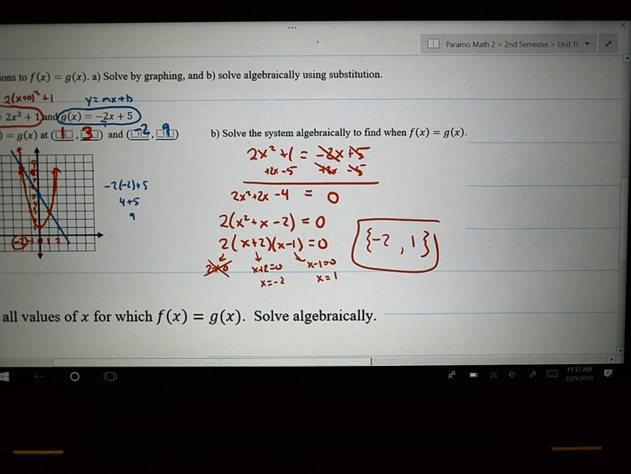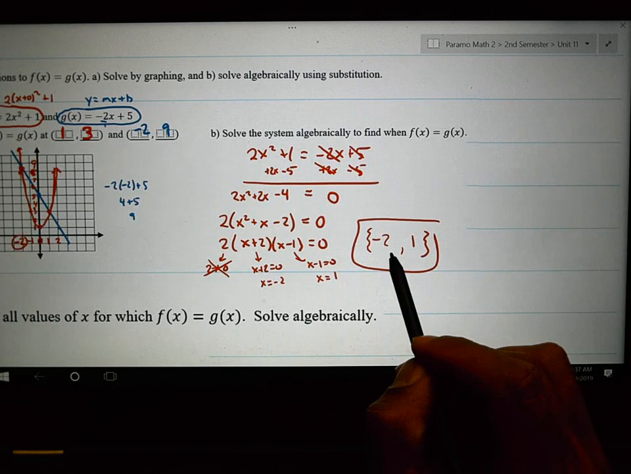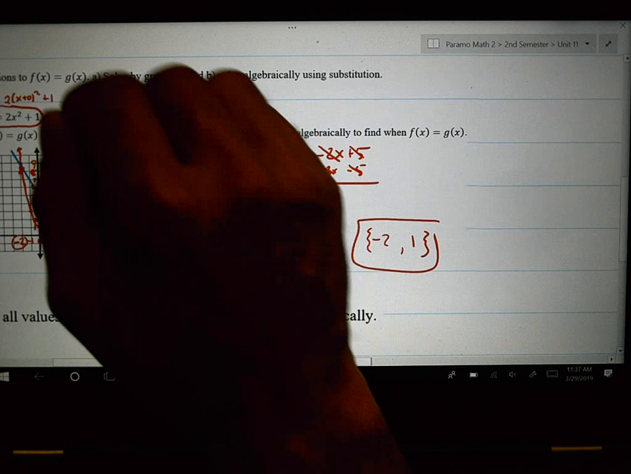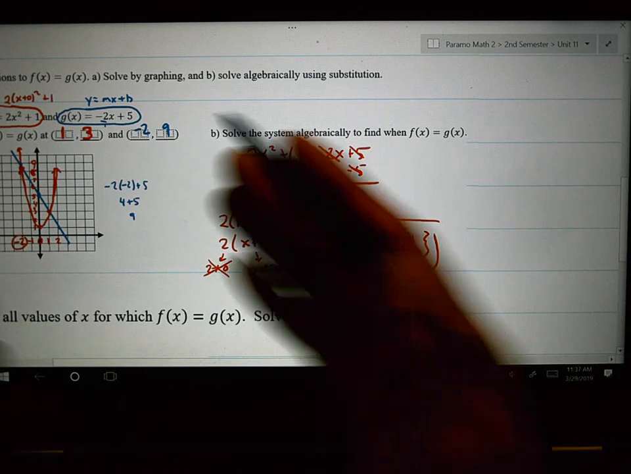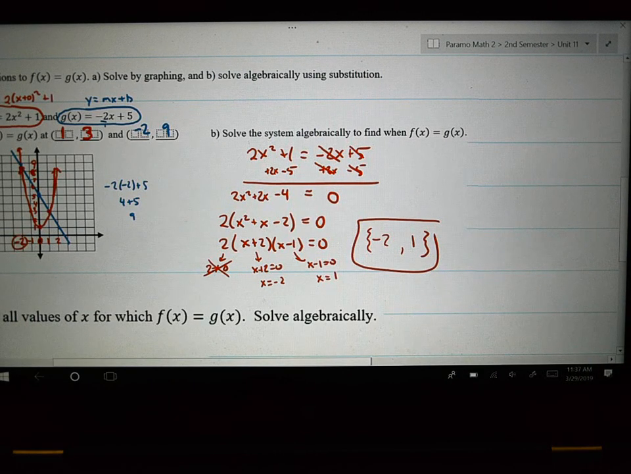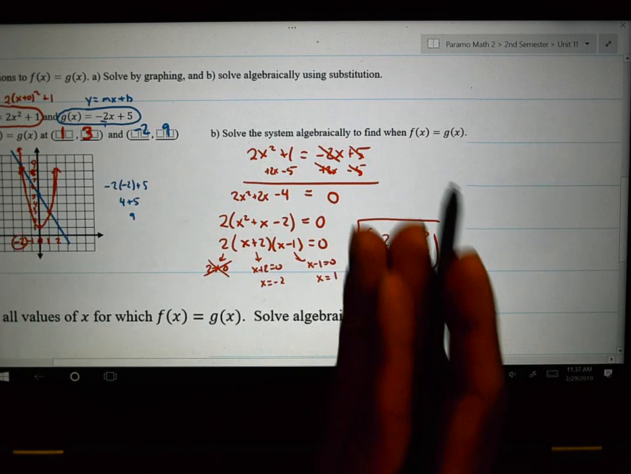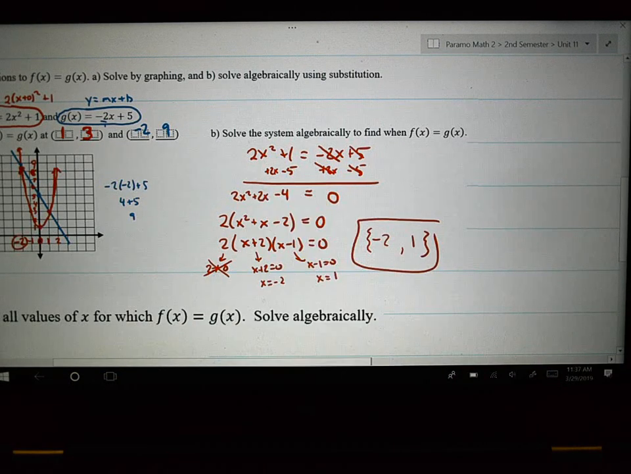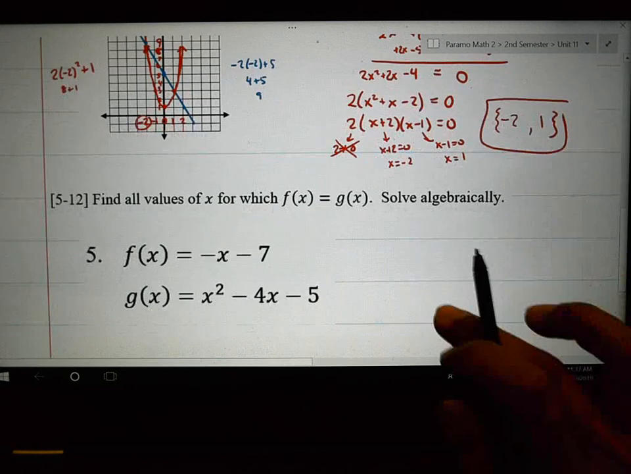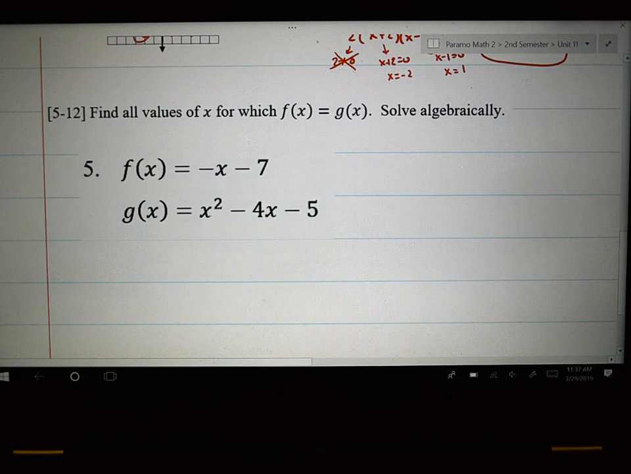They're solutions. If you want, you can plug them back in to find out what the y coordinate is, and you'll see that they are exactly the same. For right now, all I care about is you finding the x coordinates where they are congruent to each other, which is what we're going to do on our example for number 5.